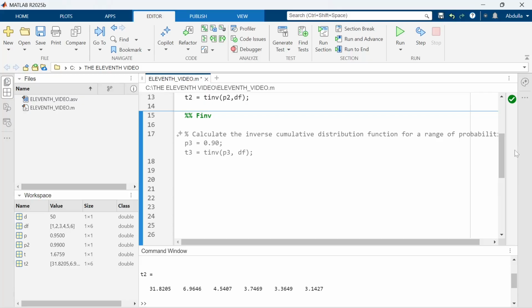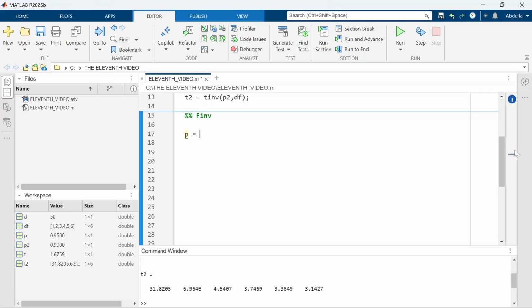It needs a probability value. It will be given to you in most cases, but for now we're going to put a value for it. And 2 degrees of freedom: degrees of freedom of the numerator and degrees of freedom of the denominator. So we have 2 instead of 1, which is the difference between TINV and FNV.